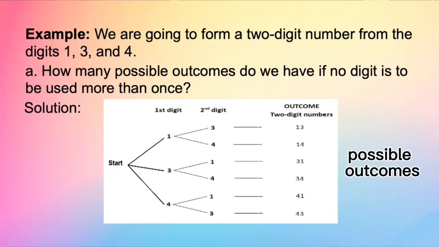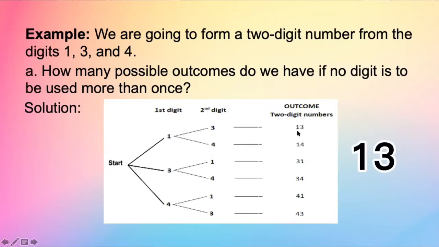Let's have now the possible outcomes. If the first digit is 1 and the second digit is 3, then the two-digit number is 13. If the first digit is 1 and the second digit is 4, then the two-digit number is 14. If the first digit is 3 and the second digit is 1, then the two-digit number is 31. If the first digit is 3 and the second digit is 4, then the two-digit number is 34.